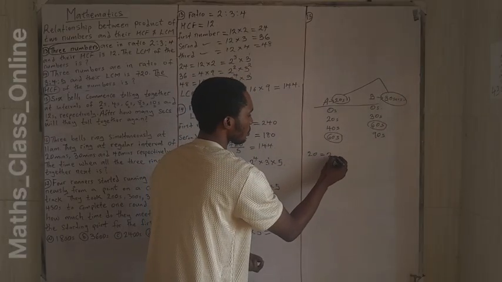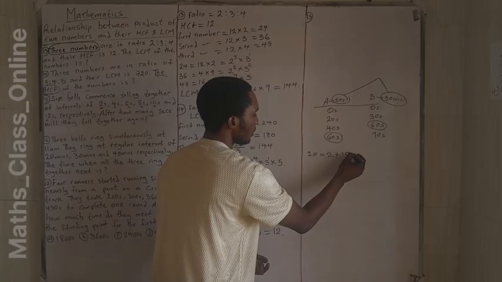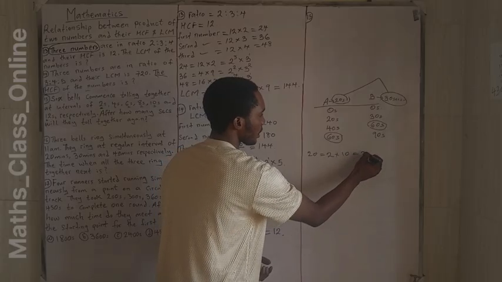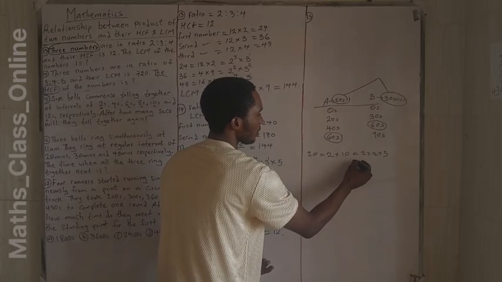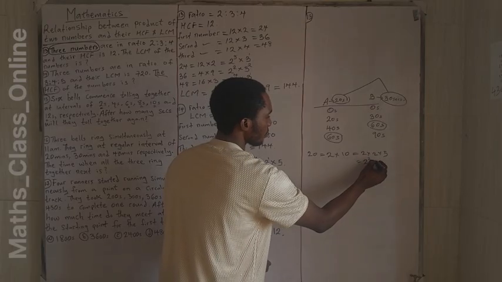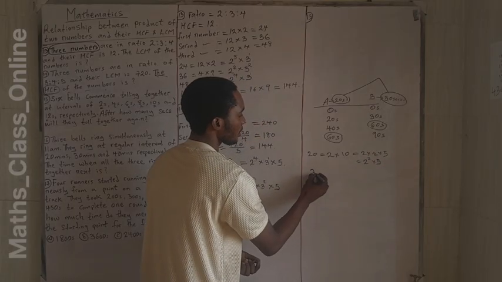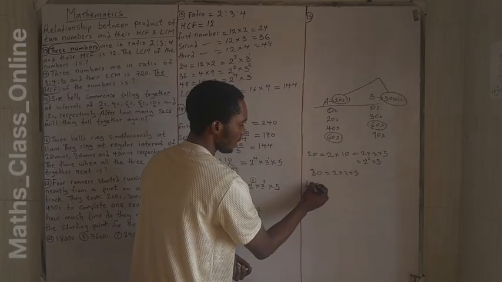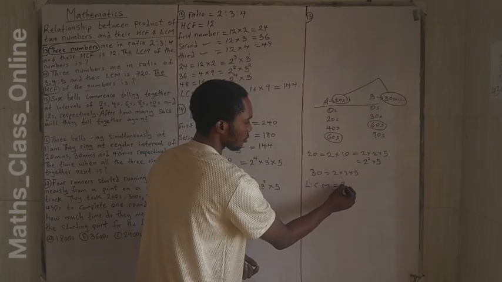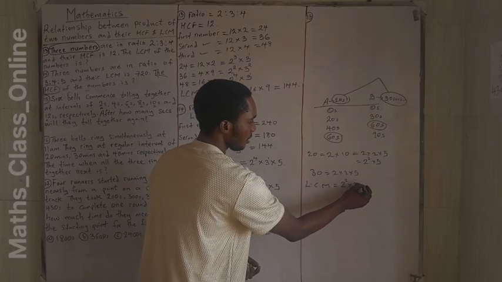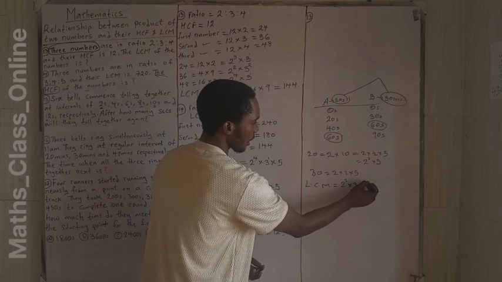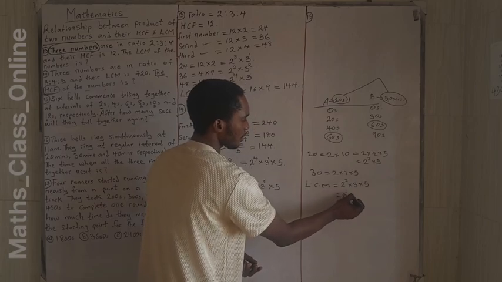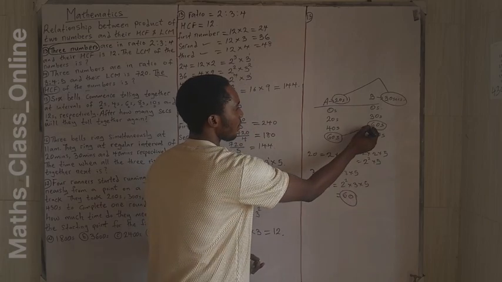20 is equals to 2 times 10, which is equals to 2 times 2 times 5, 2 raised to the power of 2 times 5, and 30, 2 times 3 times 5. If you have to find the LCM, this is 2 raised to the power of 2 times 3 times 5, and this is 60. And which is what we have here.